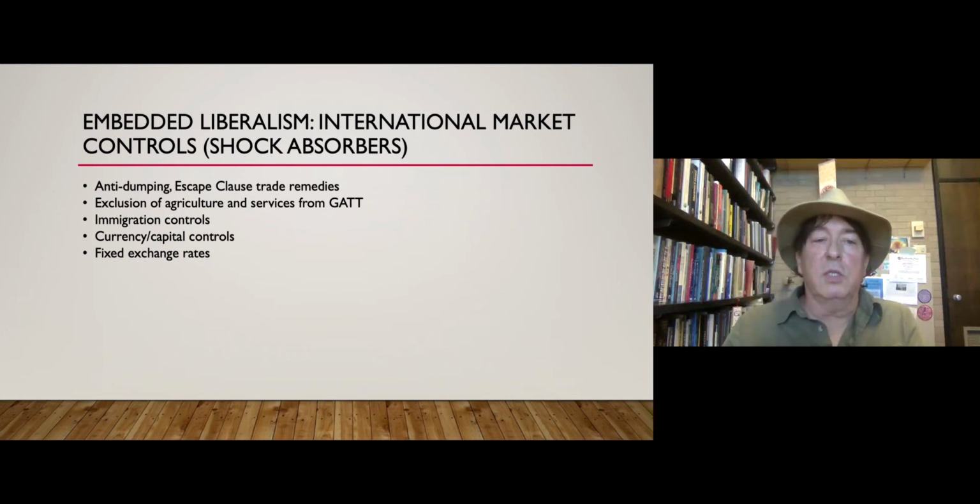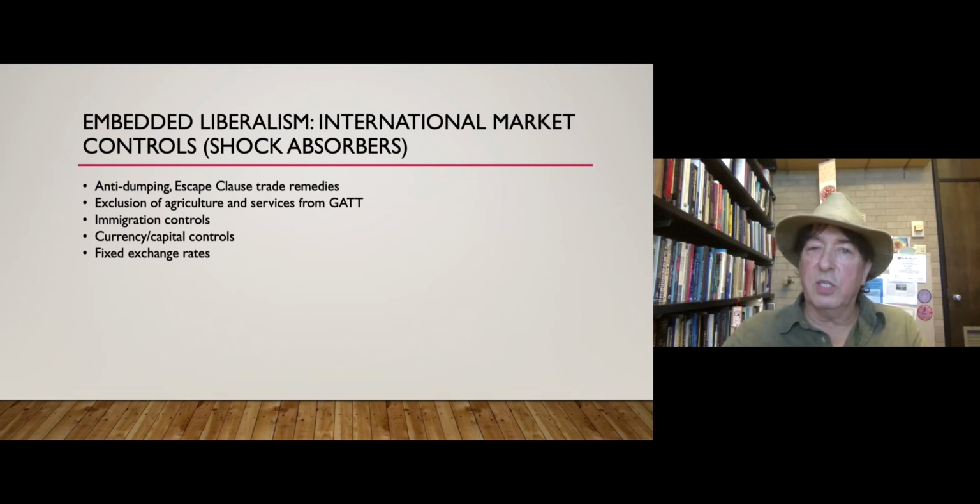There was also the exclusion of agriculture and services from the new trade agreements as too sensitive to expose to international competition. Immigration controls remained pretty high, so immigration levels were low. Currency and capital controls prevented capital from moving easily across countries and made it difficult to change currency from one currency to another. Fixed exchange rates served to prevent countries from trying to gain trade advantages by devaluing their currency and created the predictability and stability needed to carry out international trade.